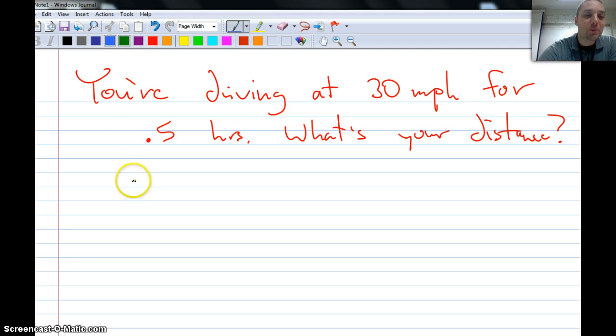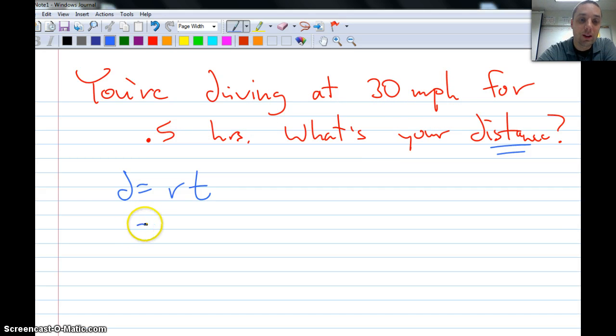So the formula, and like I said, we didn't even announce the formula we were using: distance equals rate times time. We're trying to find distance. Distance is right there. Rate is going to be our per word, which should be 30. And then in this case, time is hours, which is 0.5.